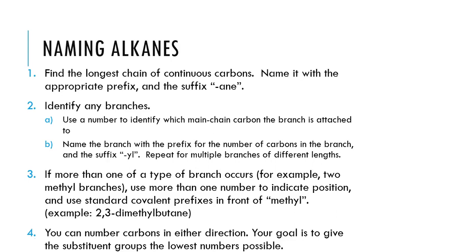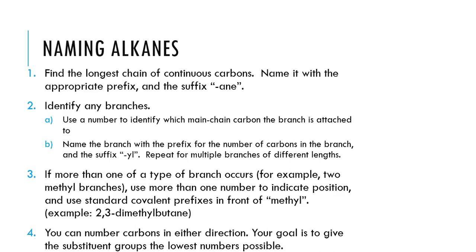So when we name alkanes, and this looks like a lot of information, but we're really going to break it down through examples, the first thing we have to do is find the longest chain of continuous carbons. If you put your pen on the first carbon in the chain, it'd be the longest chain you could draw through without picking up your pen. You're going to pick the right prefix for that and add the suffix -ane.